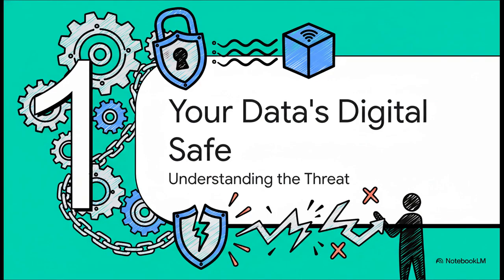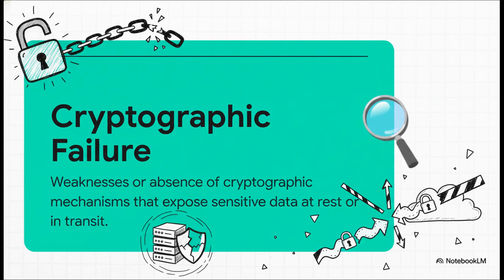So let's actually put a name to this whole problem. Before we can even start thinking about fixing these locks, we really need to understand what we're up against. So what exactly is a cryptographic failure? Well, according to the security experts at OWASP, a cryptographic failure isn't just about your data getting stolen. It's really about why it can be stolen. It points to very specific mistakes in how we protect information. This applies whether that data is just sitting on a server, what we call at rest, or flying across the internet, which we call in transit. The bottom line is the protection is either totally missing or it's just not strong enough to do its job.